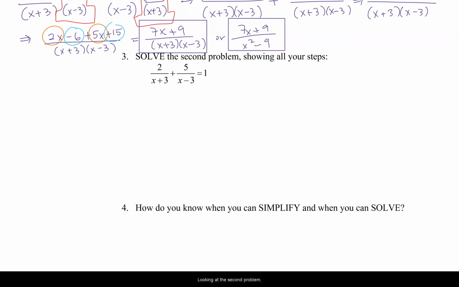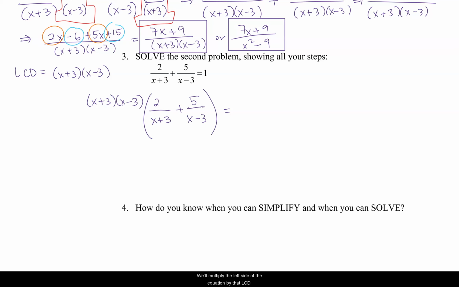Looking at the second problem, now we have an equation. How would we use the LCD for the equation? Let's copy back over that same LCD because we have the same fractions in this problem. X plus 3, x minus 3. And this time, we're going to multiply both sides of the equation. And I'm going to be really careful about this so I make sure that I get both sides of the equation in here. I'll multiply the left side of the equation by that LCD, and I'll multiply the right side of the equation by that LCD. So I'm applying that least common denominator, multiplying both sides of the equation by that LCD. I'm allowed to do that because I'm multiplying by a non-zero number.